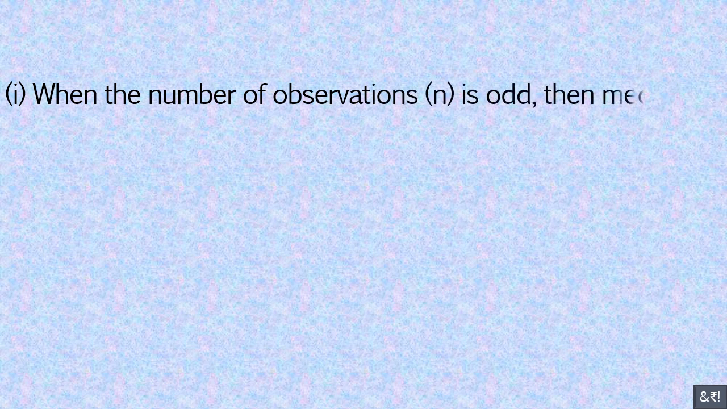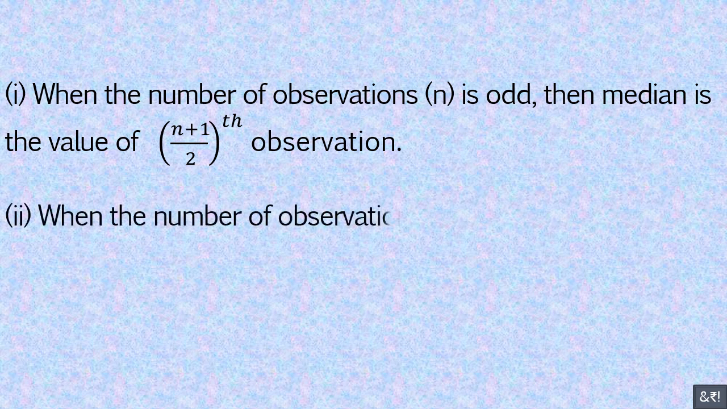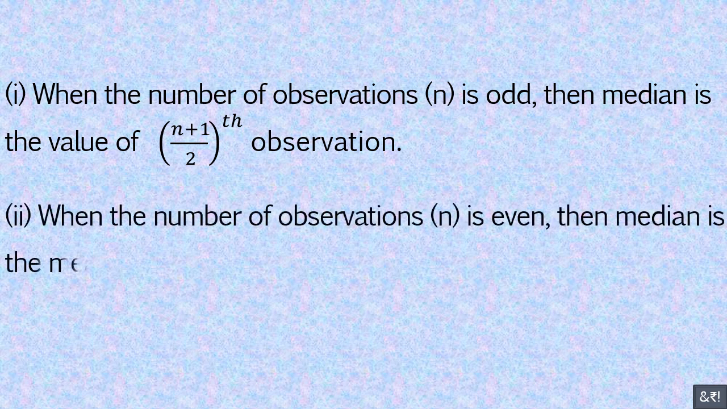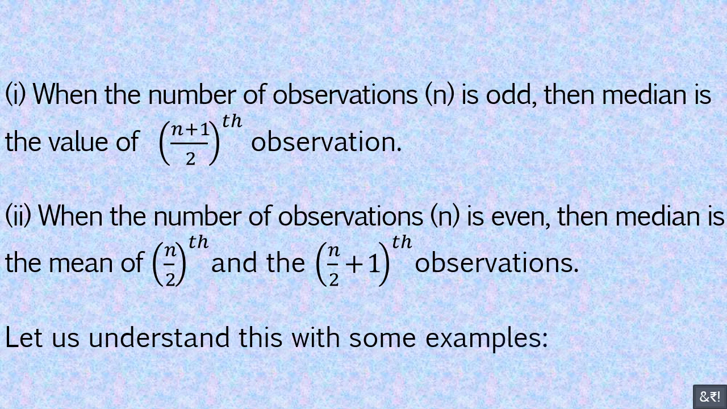First, when the number of observations, n, is odd, then the median is the value of the (n plus 1) upon 2 th observation. Second, when the number of observations, n, is even, then the median is the mean of the n upon 2 th and the (n upon 2 plus 1) th observations. Let us understand this with some examples. First example, n is odd.